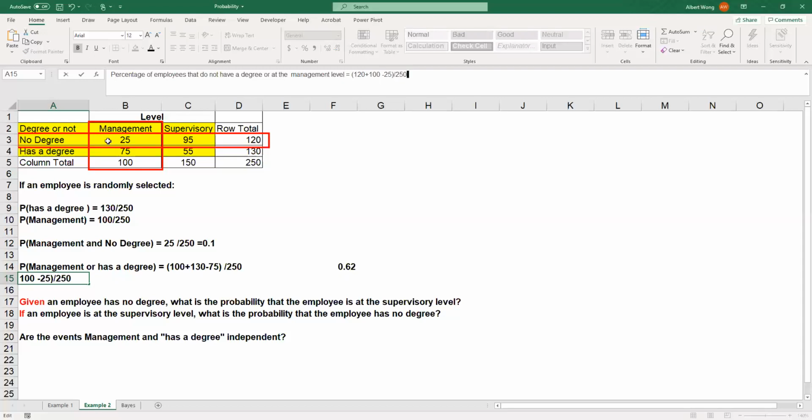So out of the 250 employees, how many of them are at the management level? 100. How many of them have no degree? 120, and 25 being the double count. So we have to take that away.